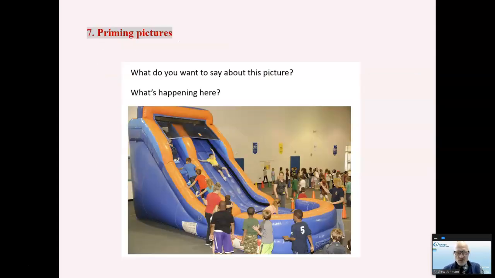Oh, priming pictures, this is good. Simply find a picture and you ask students, what do you want to say about this picture? Or what's happening here? And I try to find pictures with children about the same age to make this connection. Or I take pictures of the community or school and bring those in and ask students what they want to say here. And they can say 1 sentence, 2 sentences, whatever.